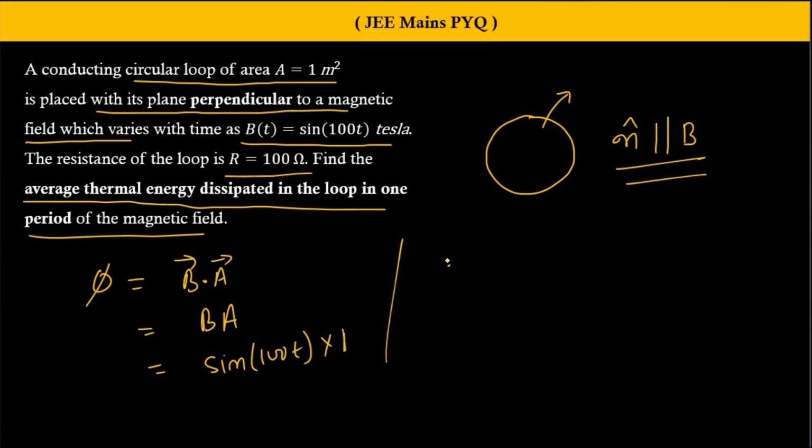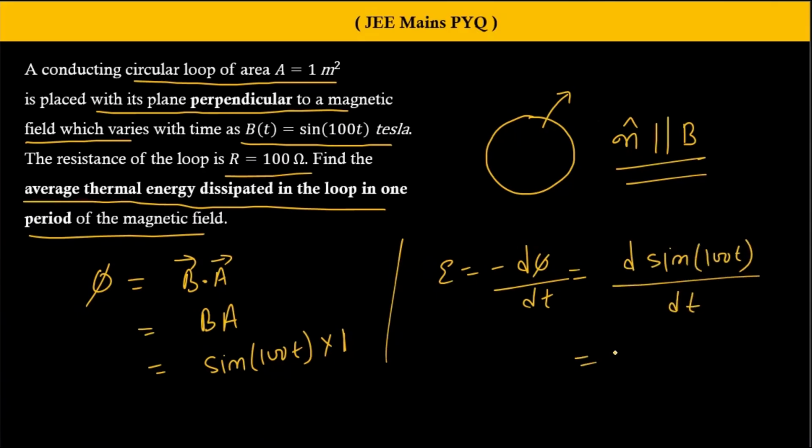So flux is this one. What will be EMF? That is minus d phi by dt. So that is going to be equal to, magnitude wise, if I calculate d sine 100t by dt, this is going to be 100 cos omega t magnitude wise. Okay, the negative sign has to do with Lenz's law. So this is this. Now what will be the peak EMF? You can say peak EMF will be 100 volt.